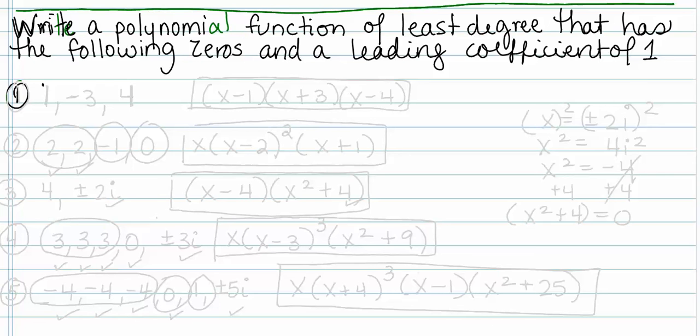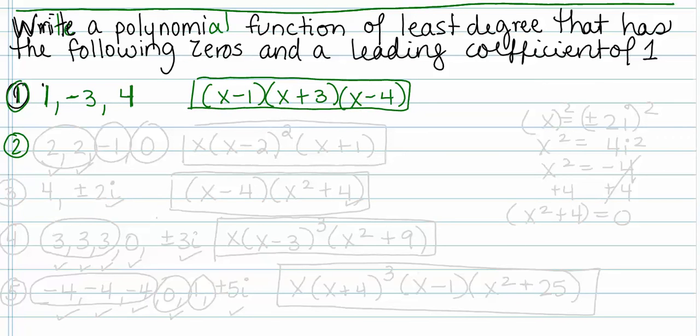What we're going to do now is write polynomial functions of least degree with the following zeros and that has a leading coefficient of 1. So in number 1, we have 1, negative 3, and 4. And this is very easy because if the root is 1, that means that the factor was x minus 1. If the root is negative 3, then that means that the factor was x plus 3. And if the root is 4, then that means that the factor was x minus 4. And this would be the answer for that one.